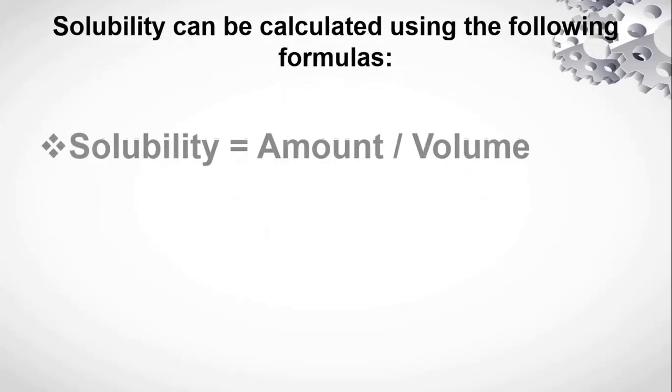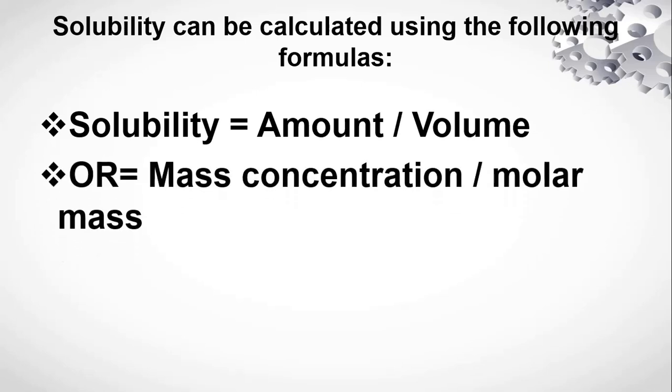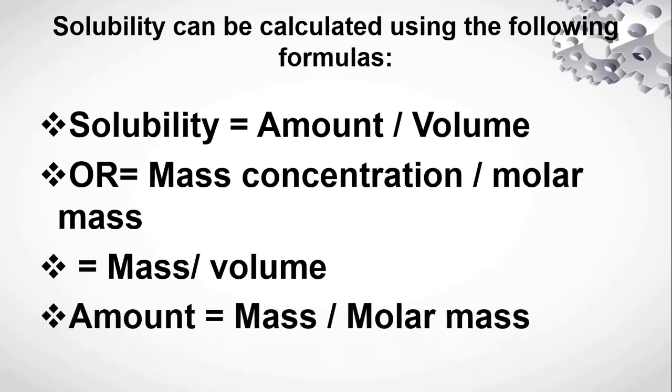Solubility can be calculated using these formulas. The first is solubility equals amount over volume, or the same thing as mass concentration over molar mass. We can also use the formula mass over volume for mass concentration. And one thing you need to remember is the formula for calculating amount, which is mass over molar mass.